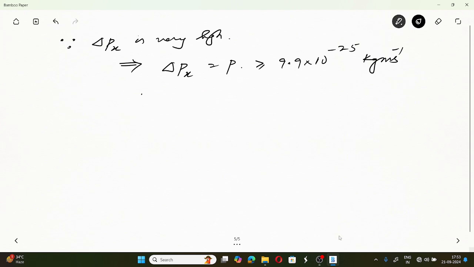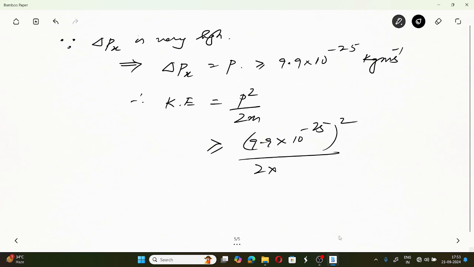Right, so greater than or equal to, therefore kinetic energy, you know that this is equal to p square by twice m. So greater than or equal to, এখানে 9.9 10 to the power minus 25 square by 2 into 9.1 10 to the power minus 31. So this kinetic energy is greater than or equal to, এটা আমার যা আসছে দেখো 5.4 10 to the power minus 19 joules.